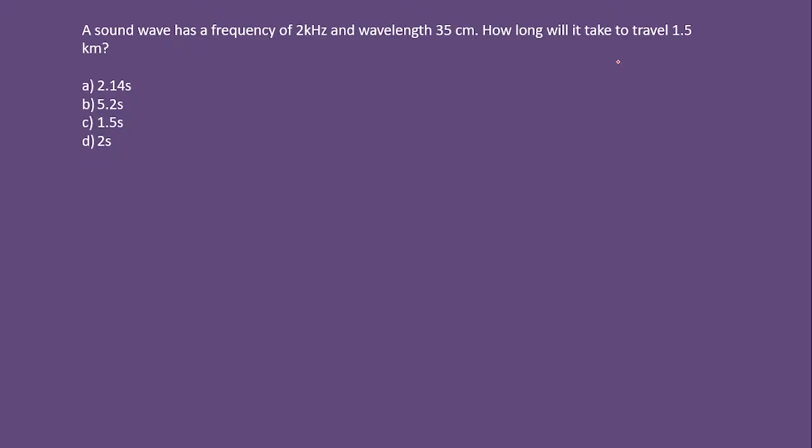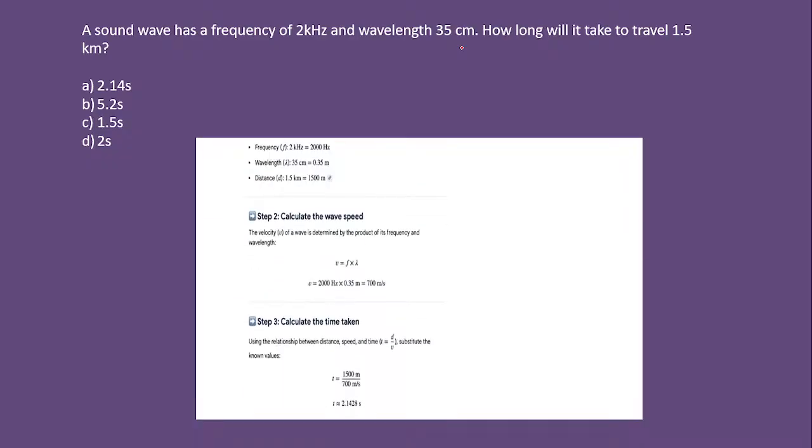How long will it take to travel 1.5 kilometers? Here distance is given in kilometers, so you have to convert it into meters, so multiply it by 1000. We have already got an answer: 2000 hertz. 2 kilohertz means 2000 hertz. And wavelength will be how much? 35 centimeter. You may convert it into meters. 100 centimeter equals 1 meter, so 35 centimeter will be 0.35 meter. Distance will be 1500 meter, when converting 1.5 kilometer to meter.